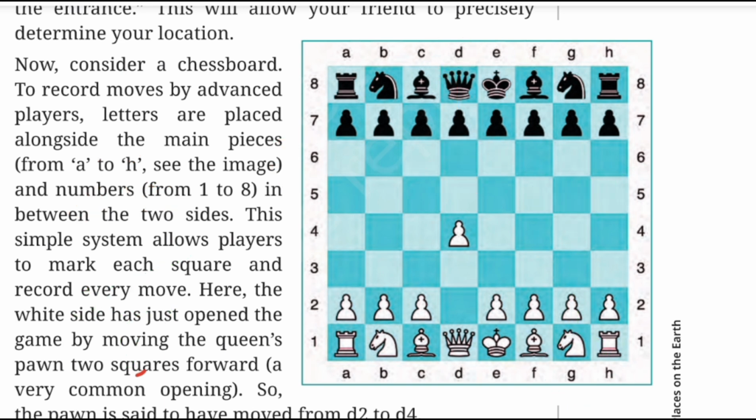For your practice I am giving a few more. So this is the first one, then this is the second one. Then this is the third one, and this is the fourth one, and this is the fifth one.